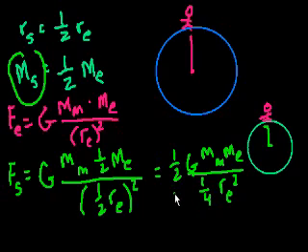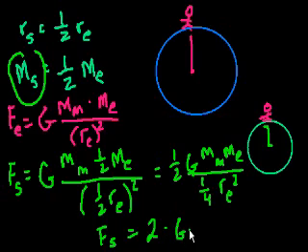Well, 1/4 goes into 1/2 two times, right? Or another way you can think about it is if you have a fraction in the denominator, when you put it in the numerator, you flip it, and it becomes 4. So 4 times 1/2 is 2. Either way, that's just math. So the force on the small planet is going to be equal to 1/2 divided by 1/4, which is 2, times G mass of me times mass of Earth divided by the radius of Earth squared.